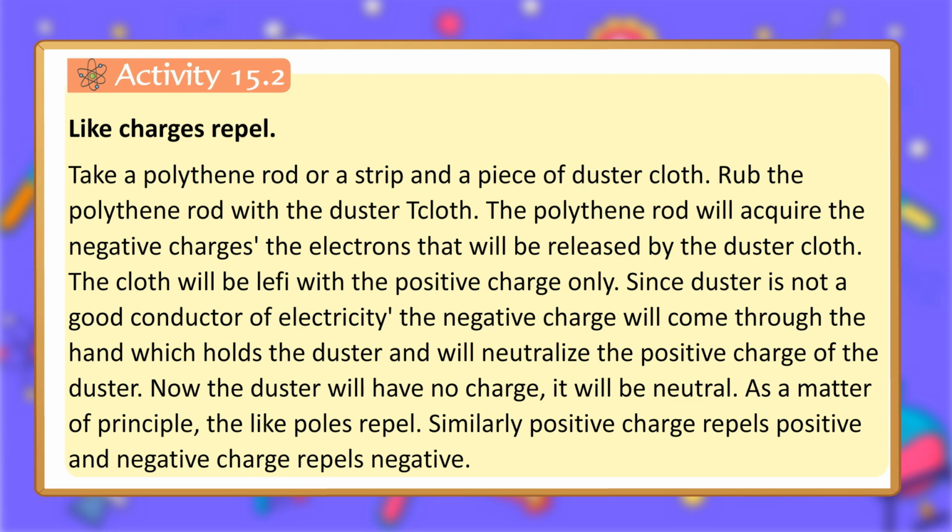Since the duster is not a good conductor of electricity, the negative charge will come through the hand which holds the duster and will neutralize the positive charge of the duster. Now the duster will have no charge, it will be neutral. As a matter of principle, like poles repel. Similarly, positive charge repels positive and negative charge repels negative.